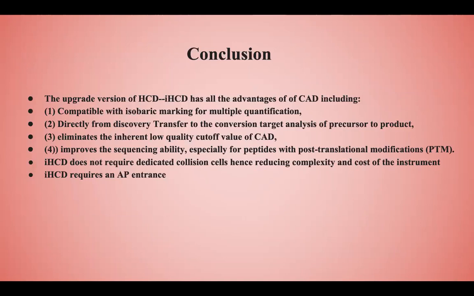This paper compared CAD with IHCD and provided a similar or better identification rate, and it has all the advantages related to beam-type dissociation. First of all, it's compatible with isobaric labeling for multiplexed quantification. Secondly, we can perform targeted analysis of the precursor to product conversion. Third, it eliminates the inherent low mass cutoff value of CAD. And lastly, it improves the sequencing ability, especially for peptides with post-translational modifications.